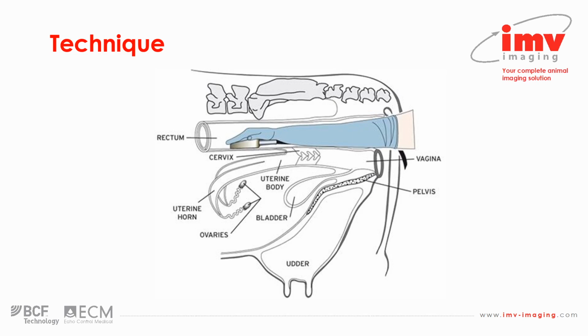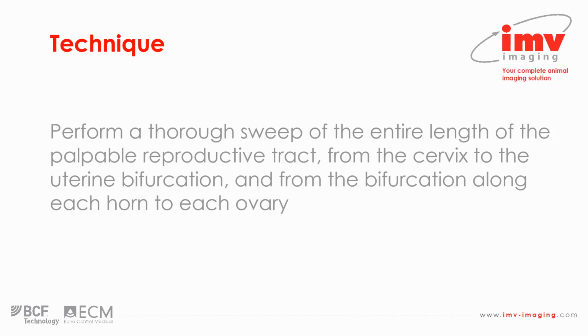Opinions also vary on whether you should start at the cervix and then move cranially to the bifurcation and then along each horn, or whether you should start cranially, pick up the horns at the bifurcation and follow the horns, and then examine the uterine body and cervix on the way out. It doesn't really matter so long as you get into a habit of doing one or the other, so that you know that you're doing a full and thorough exam each time. And what we're looking to do is to perform a thorough sweep of the entire length of the tract, from the cervix to the bifurcation, and from bifurcation along each horn to each ovary. As I say, the order in which you do that doesn't really matter.